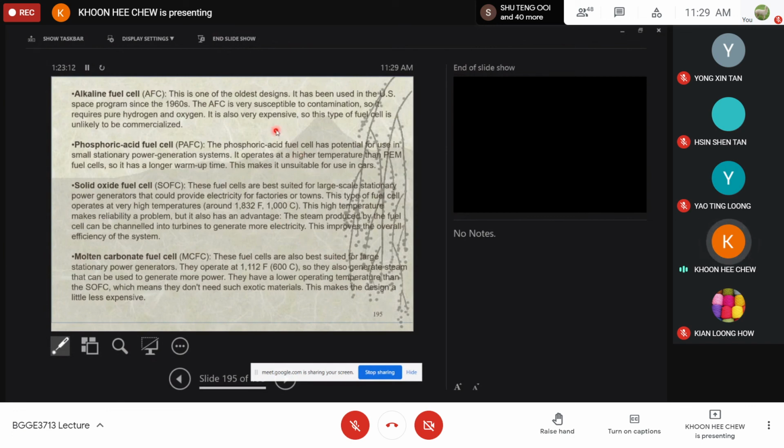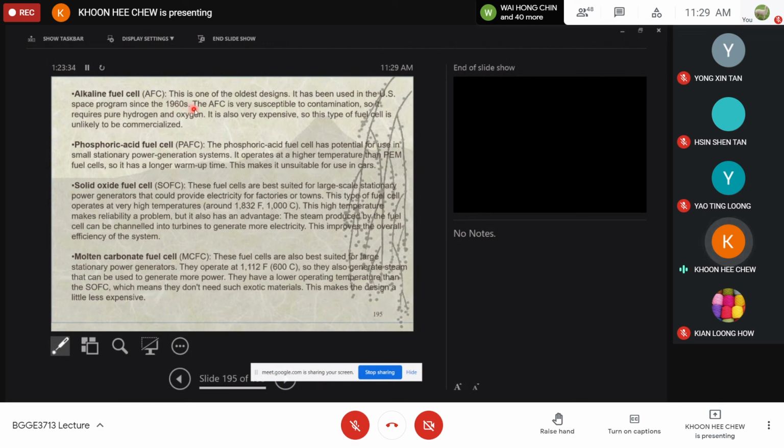Okay, then what are the types of fuel cells that we have? We have an alkaline fuel cell, phosphoric acid fuel cell, solid oxide fuel cell, and also molten carbonate fuel cell. Okay, what are they? The alkaline fuel cell is one of the oldest designs, the most common one. It has been used in the US space program since 1960.